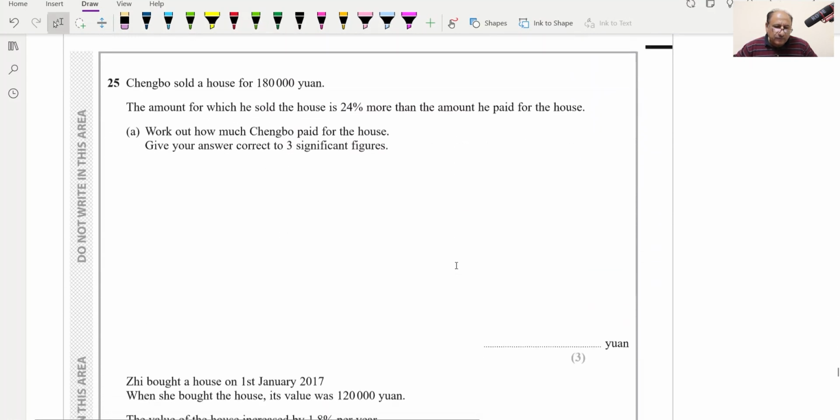Hopefully you understood this. Then question number 25. Chengbo sold a house of this much yuan for this much yuan. The amount for which he sold the house is 24% more than the amount he paid for the house. So work out how much Chengbo paid for the house. Give your answer to three significant figures. So three significant figures are required.